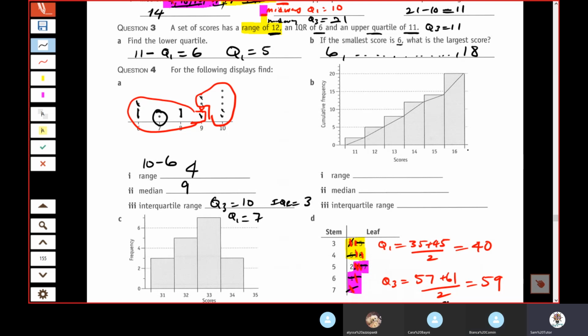So your range again, your highest score minus your lowest score, 16 take away 11, that's easy, 5. Median, all right, to find my median, using the cumulative frequency, I look at this score, it's 20. I do 20 divided by 2, that gives me the 10th score. I go down to 10, I go across, 10th score is 14, so the median is 14.